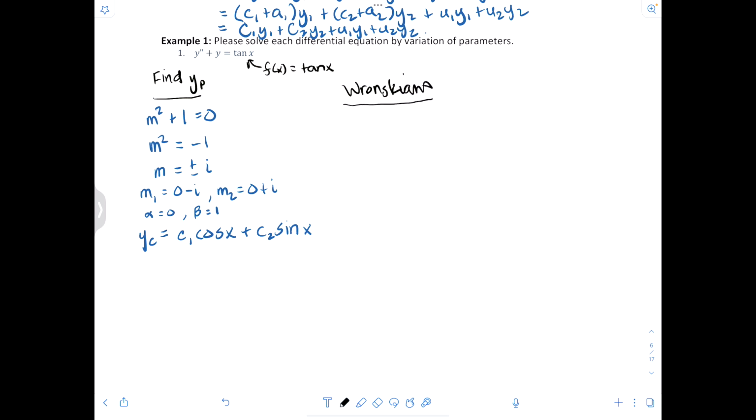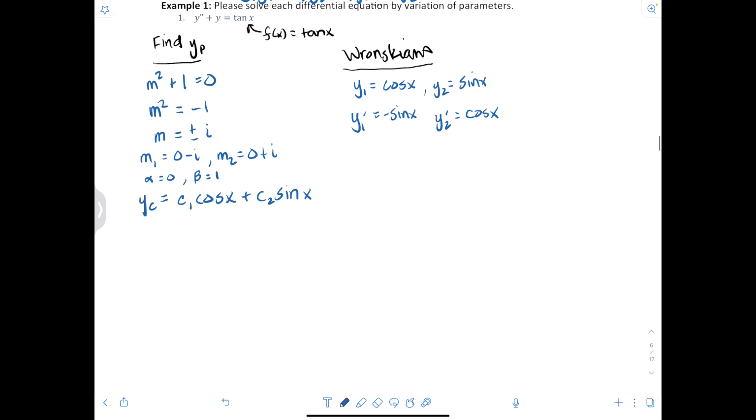So working with our Wronskians, we can call y1 equal to cosine x. So y1 prime is going to be negative sine x. And then y2 is sine x, and y2 prime will be cosine x. So that's what's going to make up the denominator Wronskian, right?